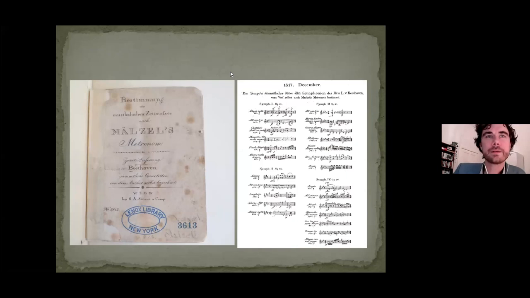And on the left you find, as far as I can tell, the only copy in existence of one of a handful only of the metronome marks for Beethoven's string quartets. And this is a copy in New York that I found.